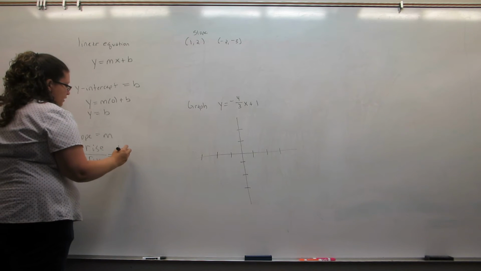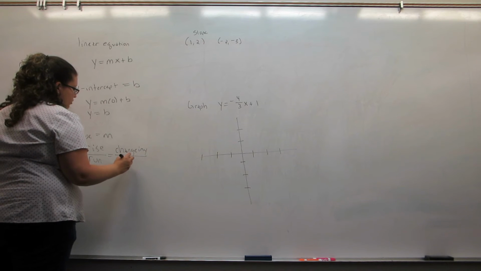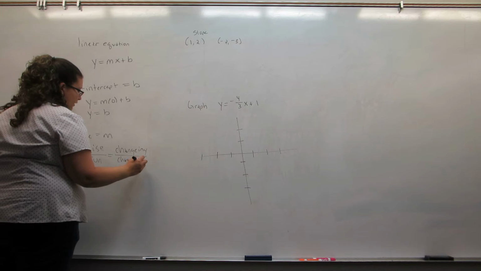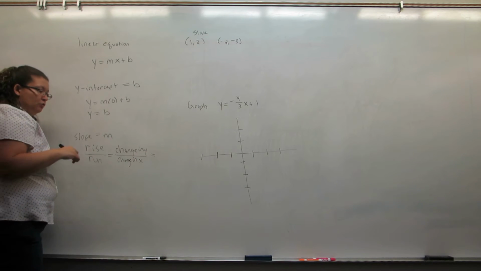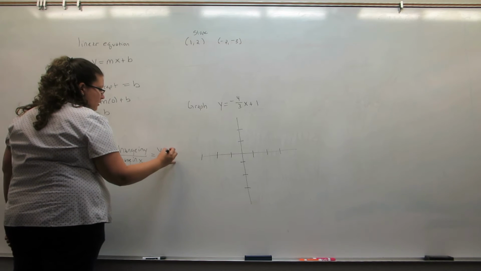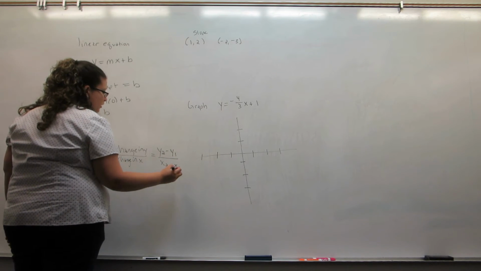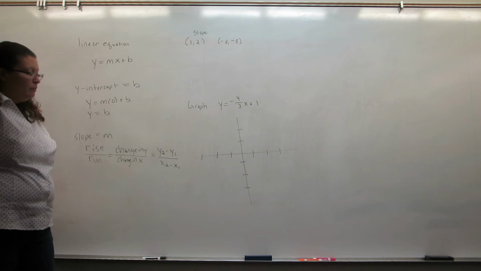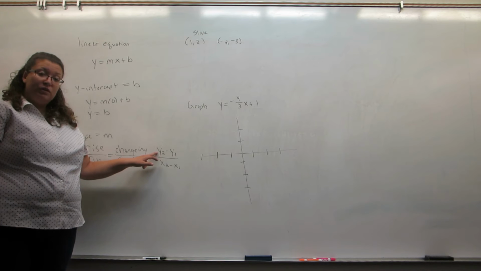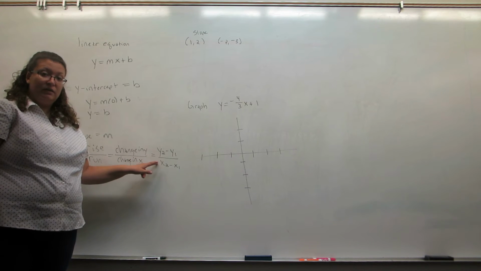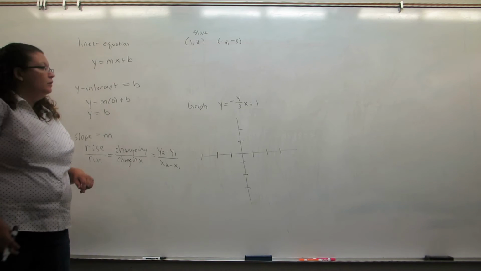It is the change in y over the change in x, meaning the formula to find the slope between 2 points is y2 minus y1 over x2 minus x1. Be careful when you do this. The y that's in the first position must correspond to the x that's in the first position, and so forth for the last position.